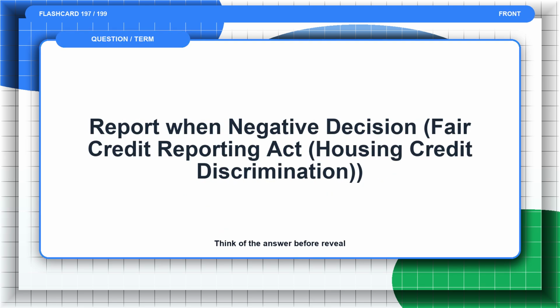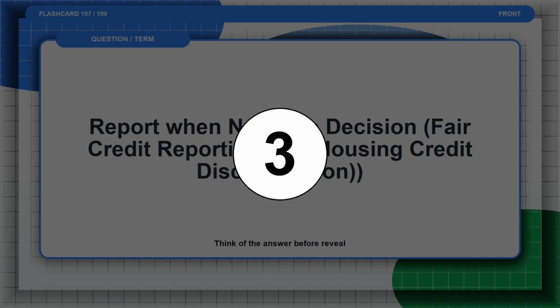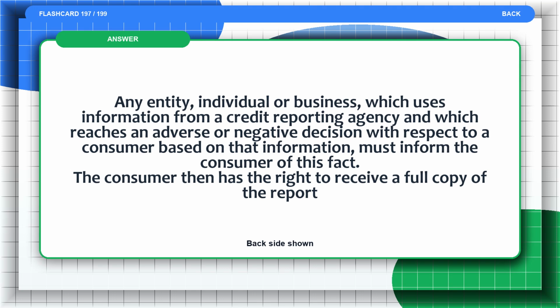Flashcard 197. Report when negative decision. Fair Credit Reporting Act. Housing credit discrimination. Pause and think of the answer before the reveal. The answer is any entity, individual, or business which uses information from a credit reporting agency and which reaches an adverse or negative decision with respect to a consumer based on that information must inform the consumer of this fact. The consumer then has the right to receive a full copy of the report.